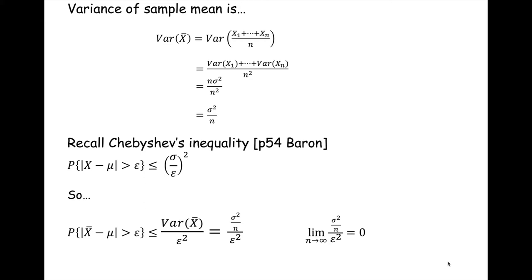Now, we just got done calculating the variance of x bar, our sample statistic, our estimator. So we substitute in the variance of x bar, which is sigma squared over n in the numerator, and we have epsilon squared in the denominator, and we take the limit as n, the sample size, goes to infinity. So what does this say? Well, you could also rewrite this as sigma squared over n times epsilon squared, where n epsilon squared is in the denominator. If we make n bigger and bigger, the top half of this expression goes to zero. And what does that mean?